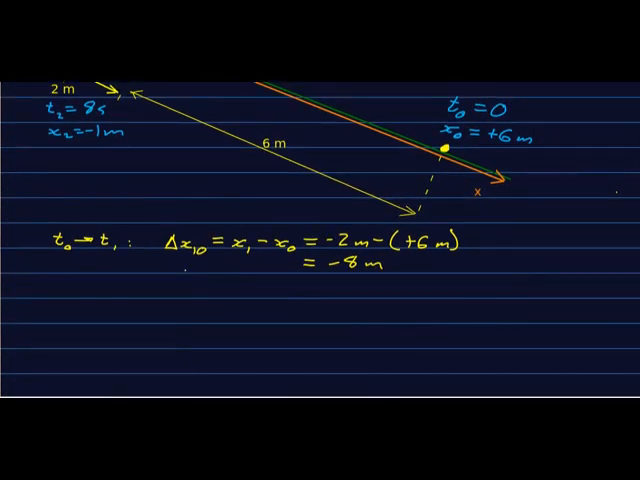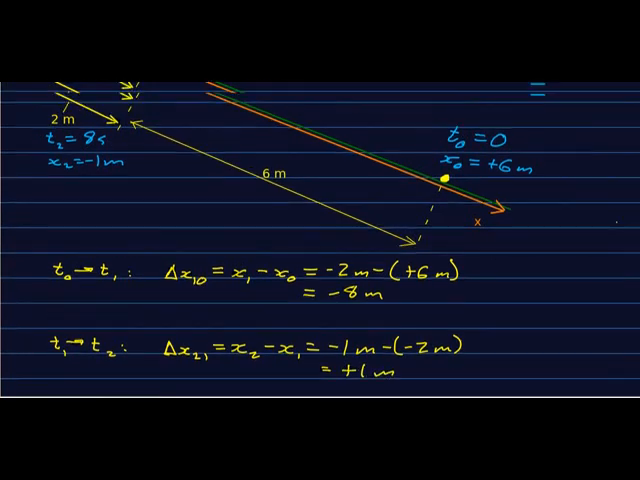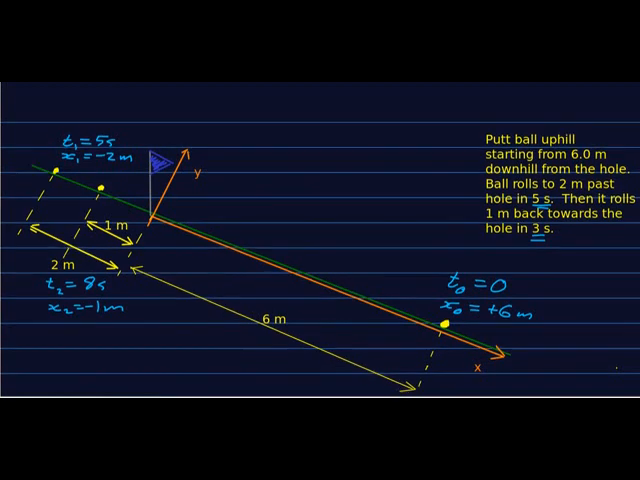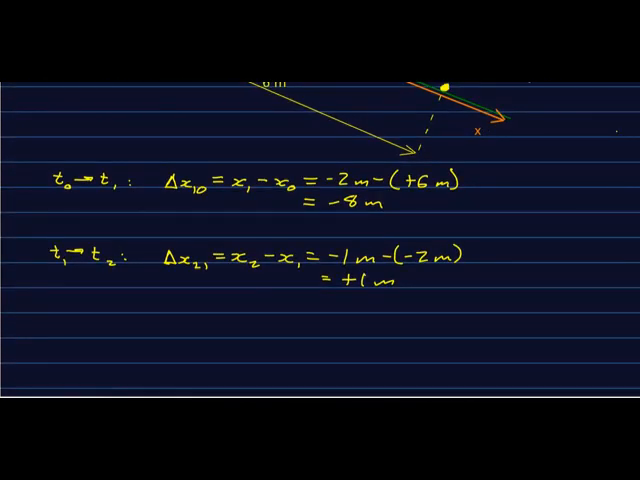So now I'll do the same thing for the time period from t1 to t2. So I'll say delta x 2, 1 is x2 minus x1, which is negative 1 meter minus negative 2 meters, or plus 1 meter, and that again makes sense because the ball rolled downhill during that time period, and that's our positive direction.